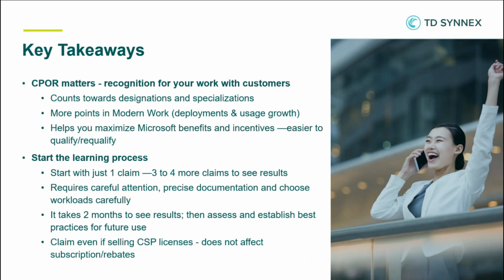And then last is you're going to start the learning process as soon as you can, because this stuff takes time. Start with just one claim. Get one claim fully approved. Then go and tackle 3 or more claims. And 5 claims total approved, you will see results in your scorecard. But the results will take time. It'll take probably about 2 months before you see those points.